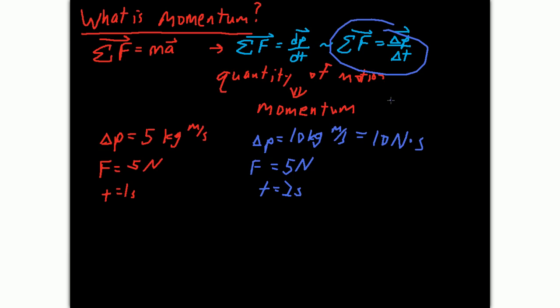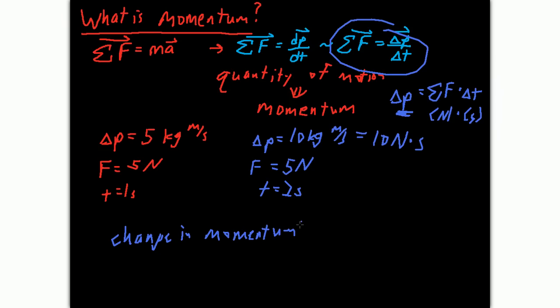If I just take this and rearrange it, I get change in momentum equals the sum of forces times delta t. So this would be newtons times seconds. And this term right here, we call this change in momentum, but we also call it by another word, which is impulse. And impulse really gives us an indication of how rapidly the motion is changing when we multiply the force by the time.